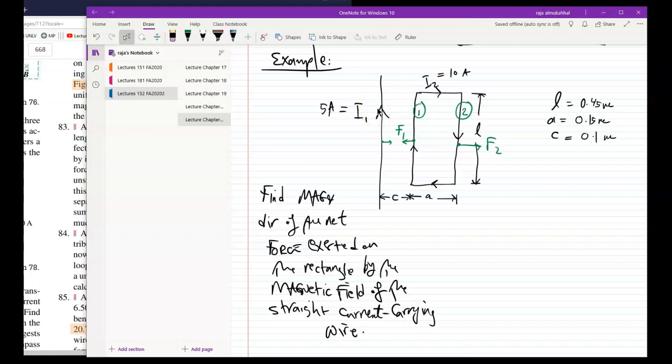Okay. So what I want to do, I want to find the net. You basically calculate what F1 is and what F2 is, and then add them up together vectorially. You know, this is negative, this is positive, hold it to the right, and then I add them up, and then you'll get the net. It says, find the magnitude, which basically means find the number, and the direction, the net, of the force exerted on the rectangle by the magnetic field of the straight current wire. All right, so let's do it.